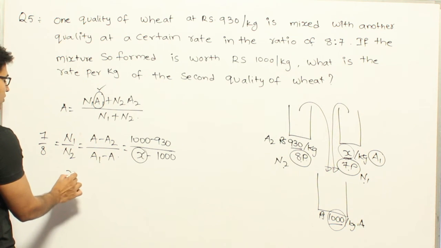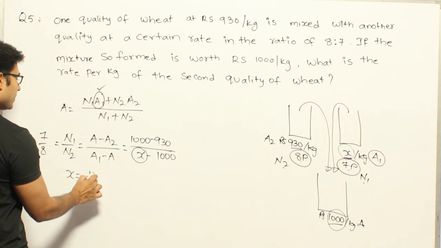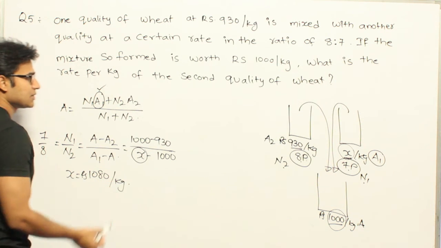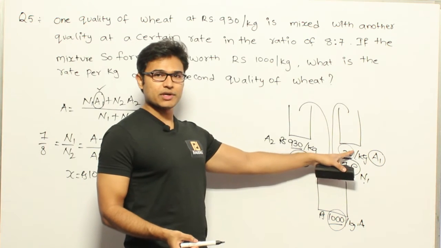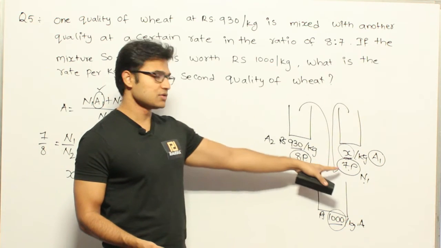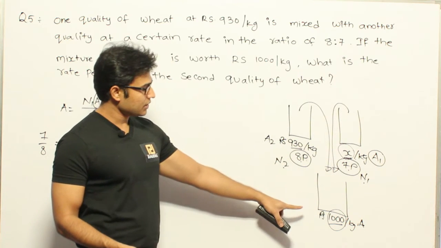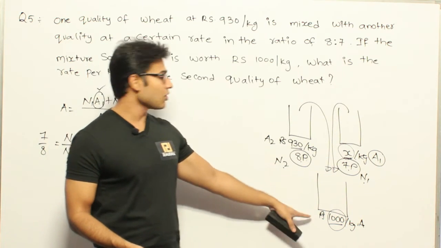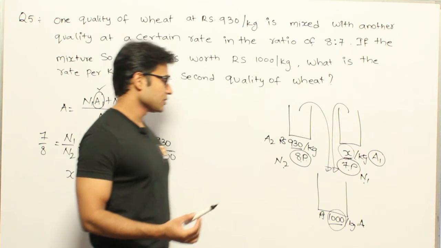So if you find out the value of x, you are going to get x equal to 1080 rupees per kg, which means if this quality is going to be 1080 and this one is going to be 930, then if you mix them in the ratio of 8:7, the final quality of wheat is going to cost at a rate of 1000 rupees per kg.